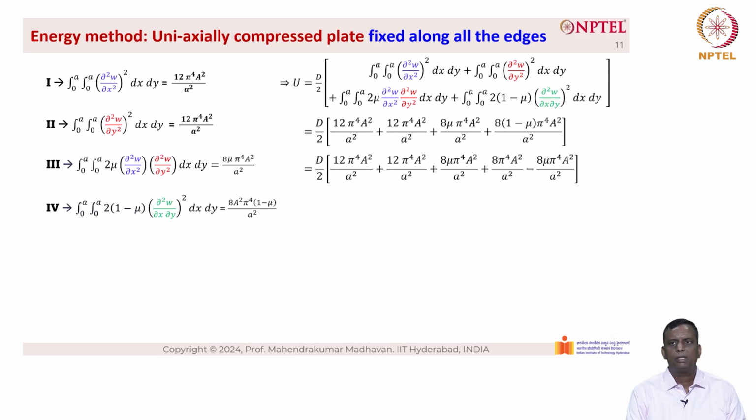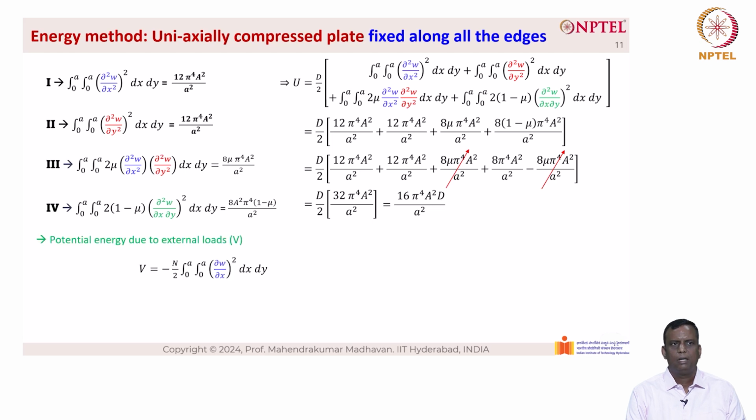So, when we plug all these values and simplify this further, we get some terms that are getting cancelled, as you can see here, and the final value boils down to 16 pi power 4 a square d by a square. Now, let us evaluate the potential energy due to external loads V, which is given as minus n by 2 into integral 0 to a of (dou w by dou x) the whole square into dx into dy.